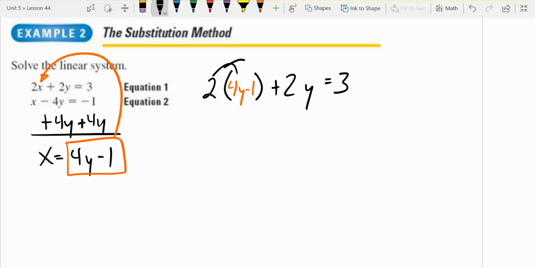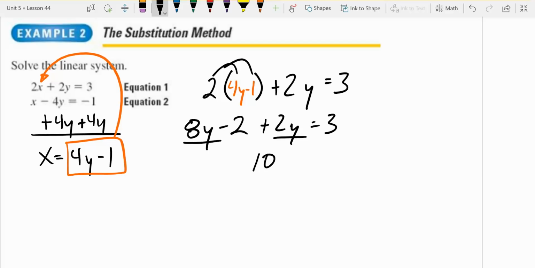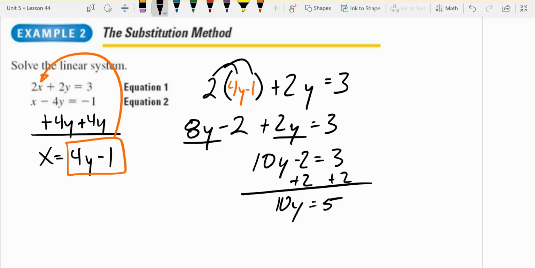So we need to distribute our 2. That makes 8y, and 2 times negative 1 makes negative 2, plus 2y equals 3. Combine our like terms and we get 10y minus 2 equals 3. Add 2 to both sides. 10y equals 5. Divide by 10. And thank you for saying 1/2 and not 2. So our y value is 1/2.